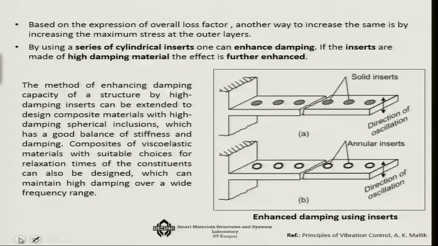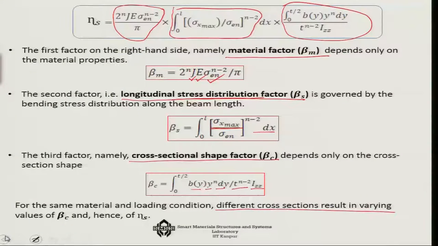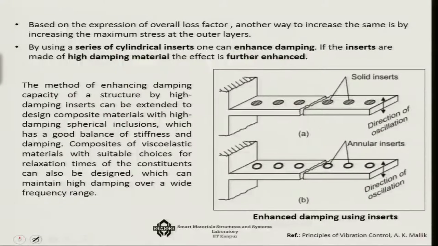Now, based on the expressions of the overall loss factor, we have talked about how you can use beta c, but we can also see the effect of the stress concentration part of it, that is the stress distribution factor, beta s itself. So, we can have a look at this particular term, and you will see that you have some options there. For example, this is what I am going to experimentally prove later on: instead of having a single structural material, what if we actually put grooves here? The grooves will increase the stress concentration, and what if we fill these grooves with a high damping material?